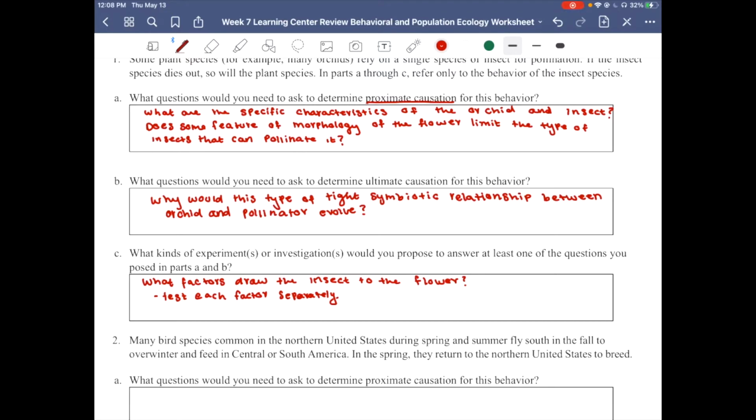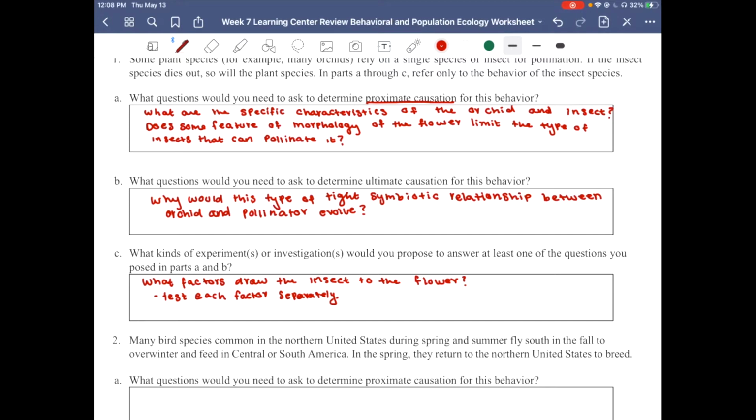We could also observe the insects' response to the different types of nectar, whether they only go to one plant and how often they go to that nectar. Is it every 5 minutes, every 1 minute?